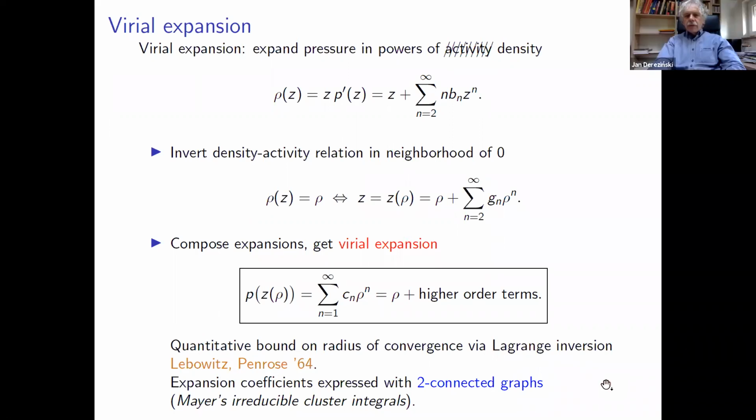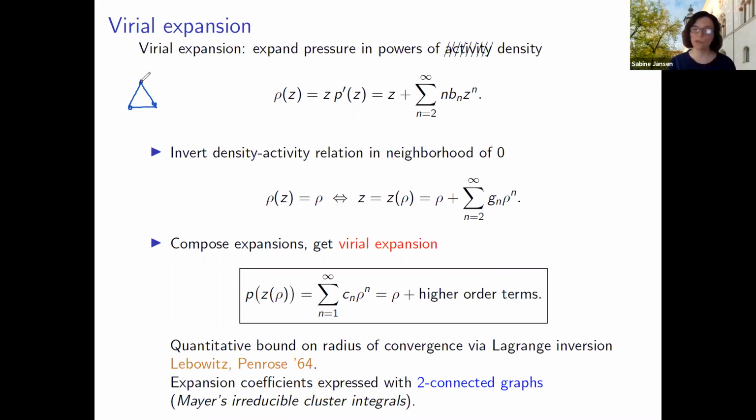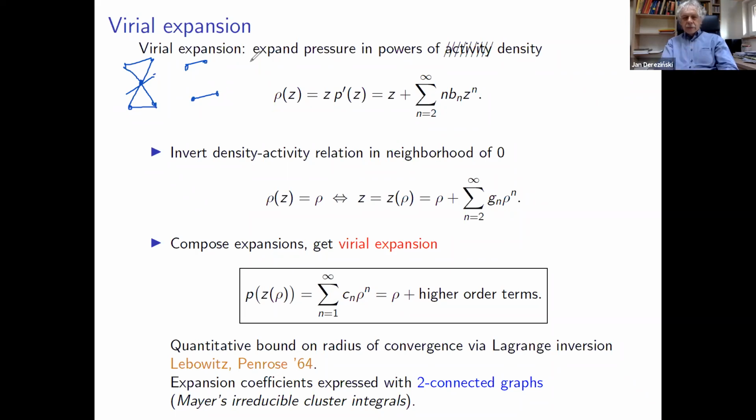I have a question. So two connected, is it the same as one particle irreducible graph? No, it is not. I think one particle irreducible refers to removal of an edge. Whereas here I'm really referring to removal of a vertex. So this would be something which is not two connected, because if I cut out this vertex over here, I split into two connected components. Okay, thank you.